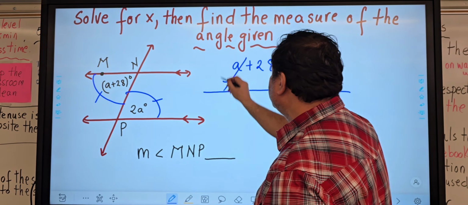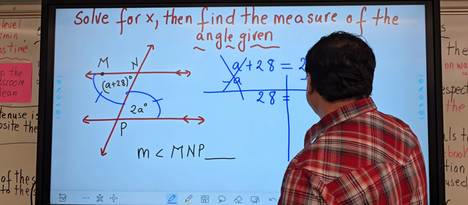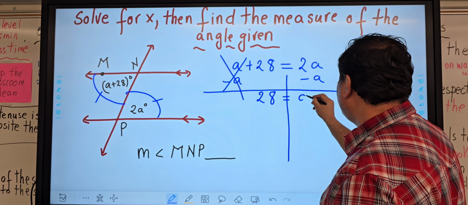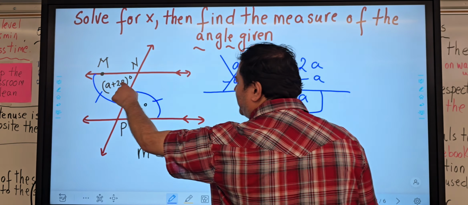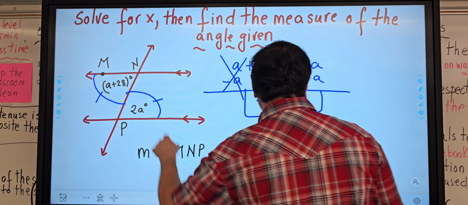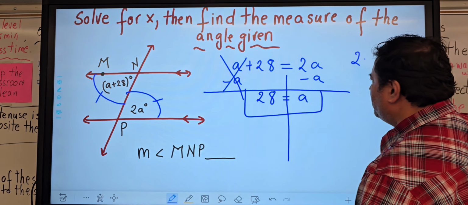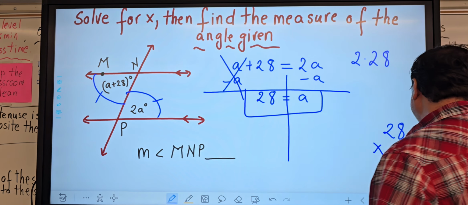A and negative A cancel out. So we have 28 equals 2A minus A, which is just A. So A equals 28. And now to find the measure of this angle, we need to multiply 2 times A, which is 2 times, instead of A, we are going to put 28. So let's multiply 28 times 2.